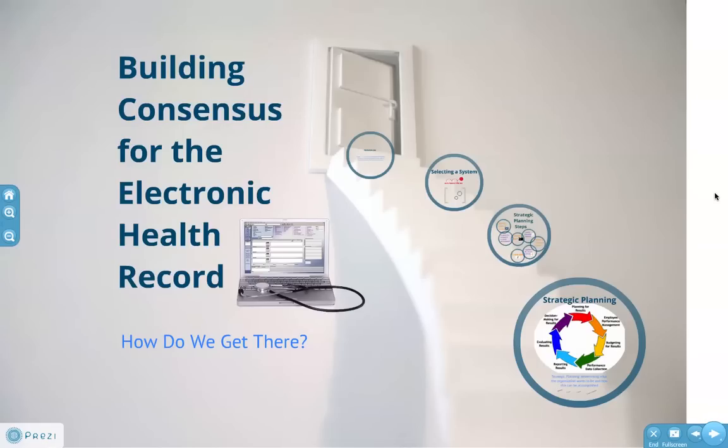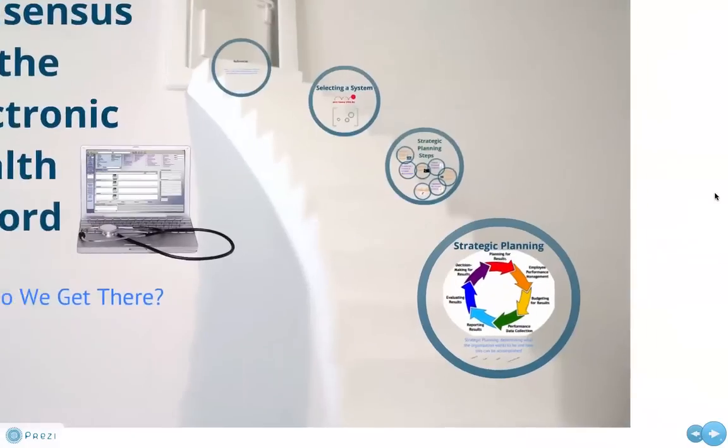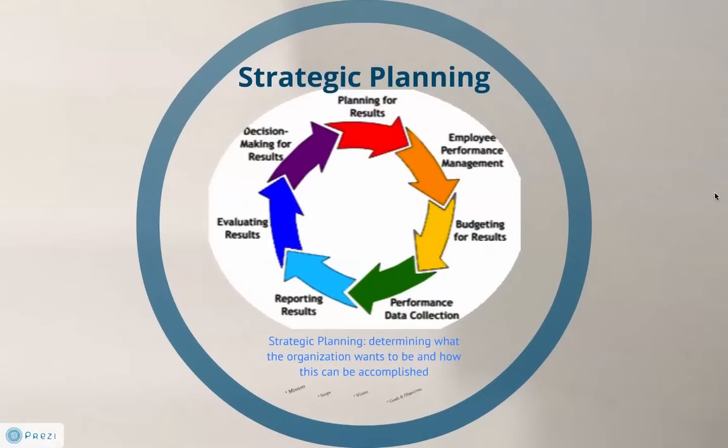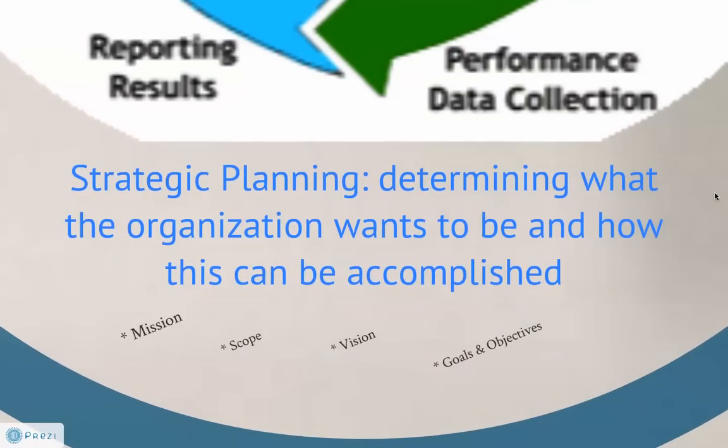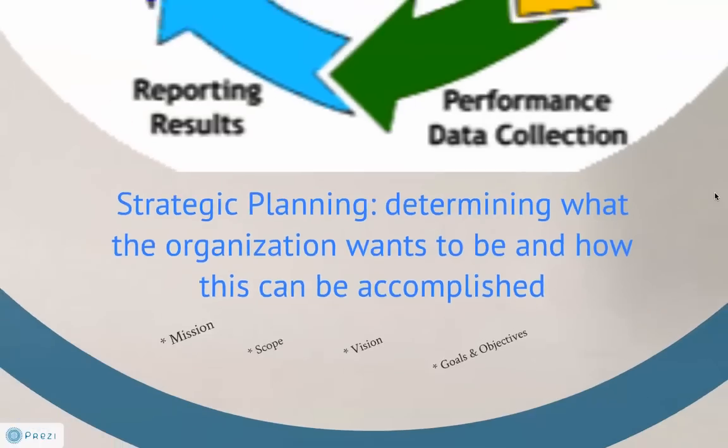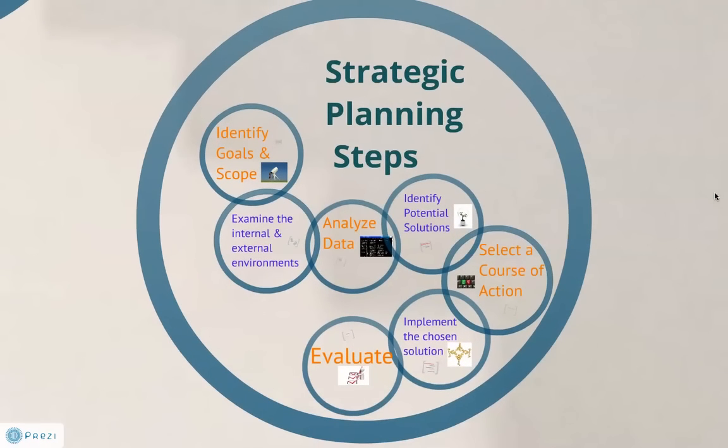Okay, I will be discussing planning and implementing the electronic health record. Strategic planning. This is determining what the organization wants to be and how this can be accomplished. We can do this by analyzing the mission, the scope, the vision, and the goals and objectives of our institution. There are several strategic planning steps.